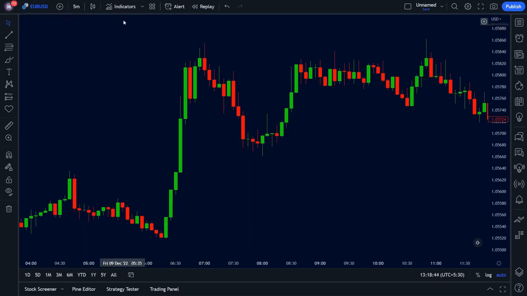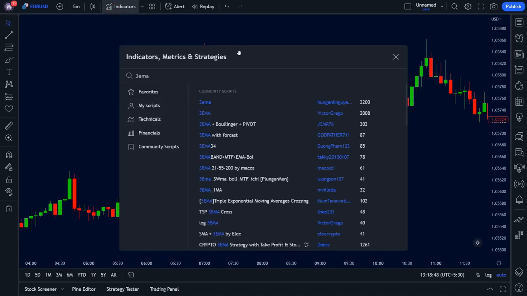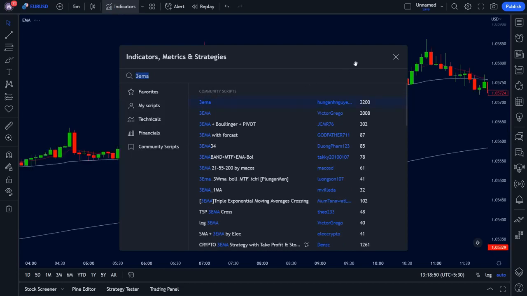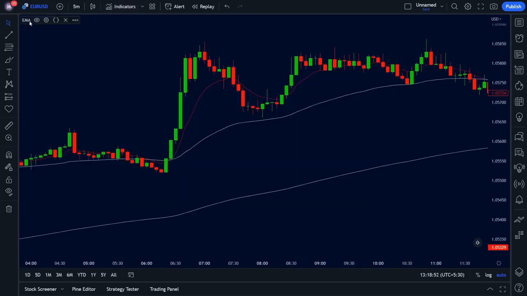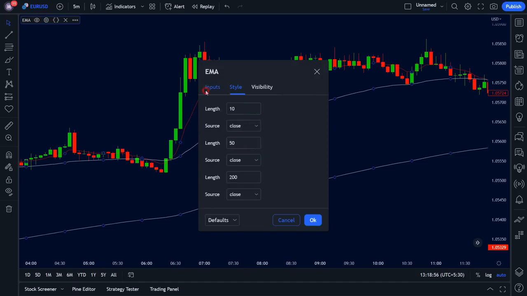On top of the page, click on the indicators option and open the tab. On the search bar, type 3 EMA. You can use this indicator right here. The same settings as before, but with 3 exponential moving averages in one indicator.